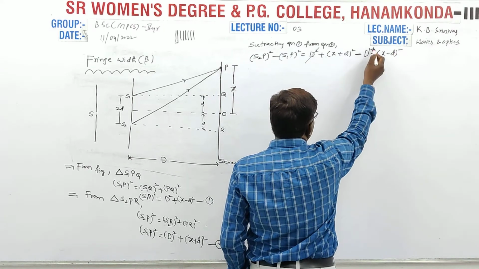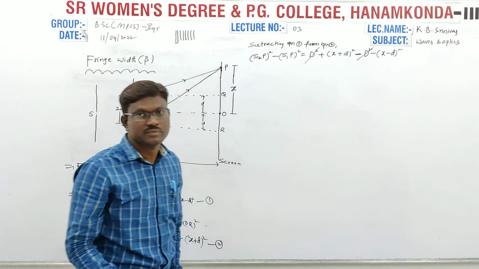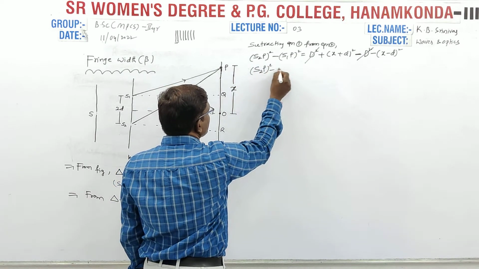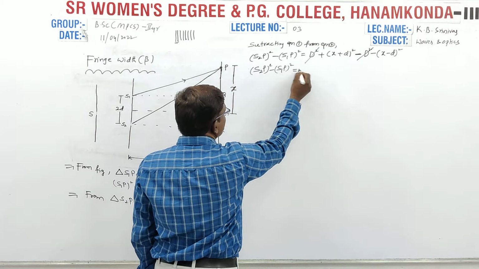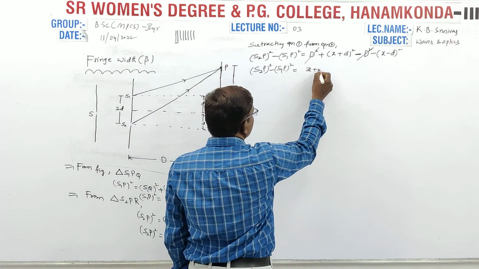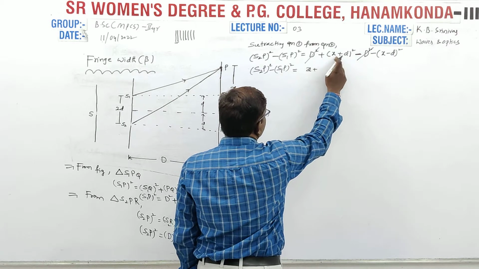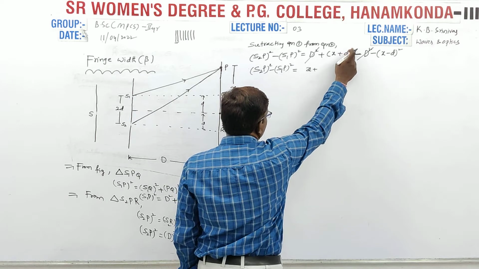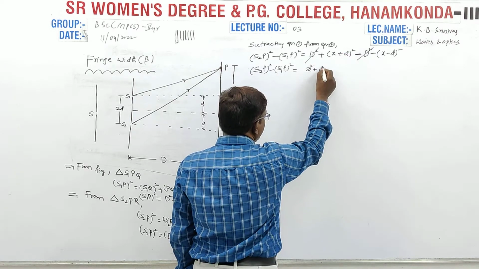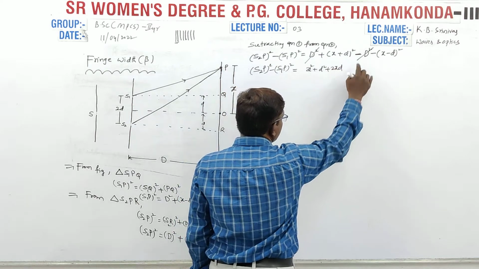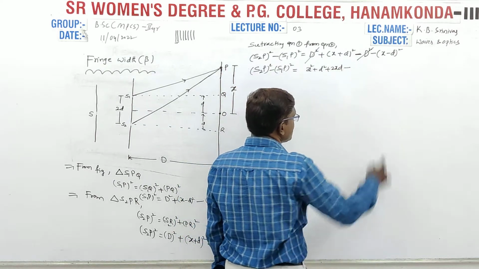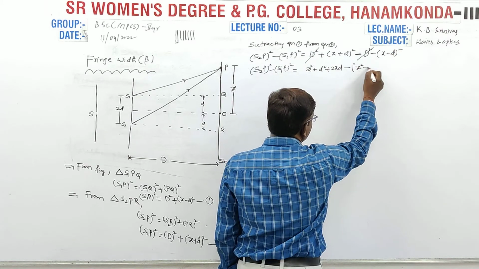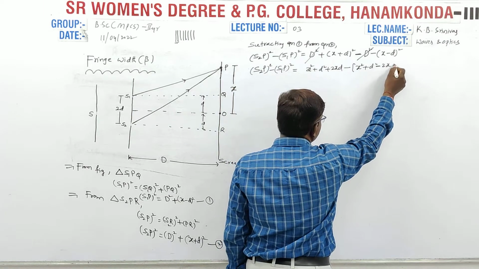The plus capital D square and minus capital D square get cancelled. So this can be written as S2P whole square minus S1P whole square is equal to X plus d whole square minus X minus d whole square. X plus d whole square can be expanded in the form of A plus B whole square, A square plus B square plus 2AB, minus this, A minus B whole square, A square plus B square minus 2AB, so 2xd. Is that clear?